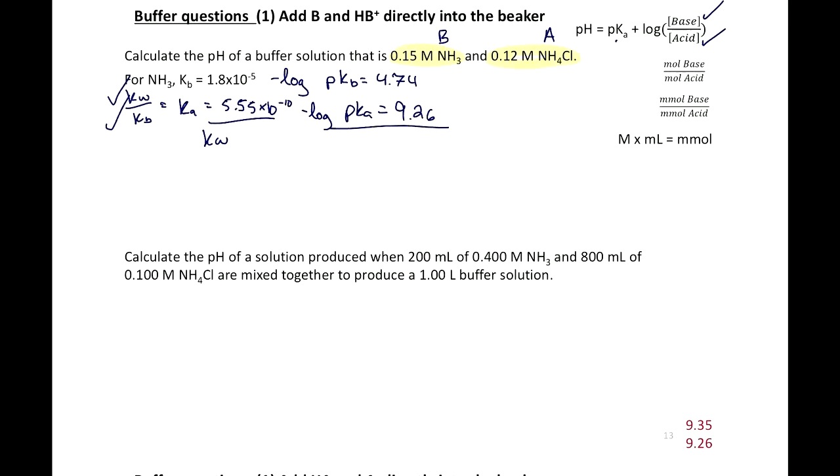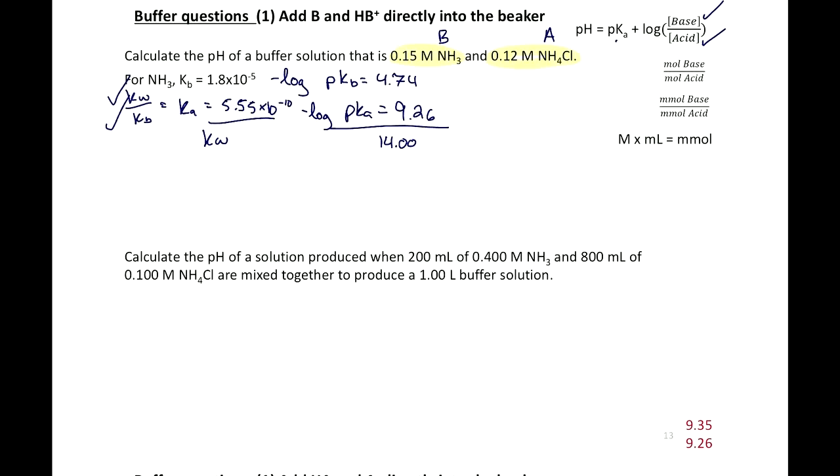pKa and pKb, how are they related? Is there anything special about those two numbers? They add up to 14. The reason they add up to 14 is because pKw, the negative log of Kw, is 14. So that's how you can convert between pKa and pKb, via 14, just like pH and pOH.